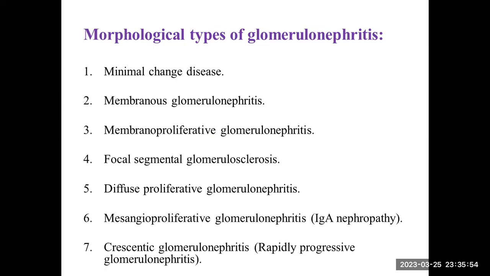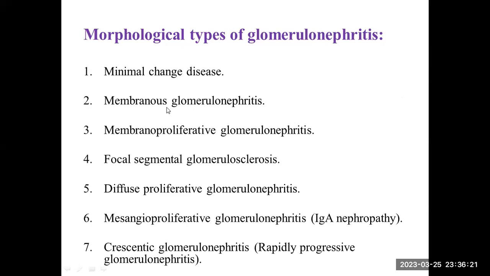Then the second morphological type is membranous glomerulonephritis. This is another important and common type of glomerulonephritis. In membranous glomerulonephritis, when you do light microscopic examination and assess the thickness of the glomerular basement membrane, you find that the thickness is increased. There is increased thickness of the glomerular basement membrane. But the cellularity is normal. The degree of cellularity is normal.